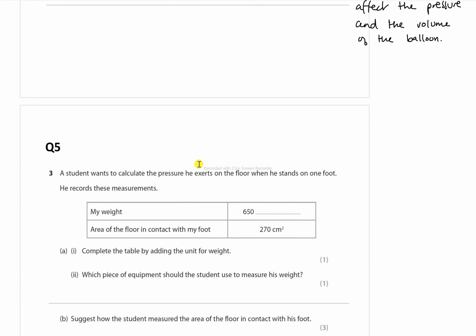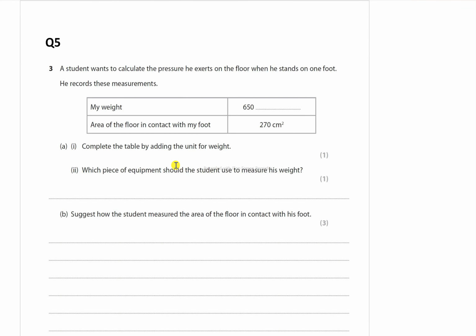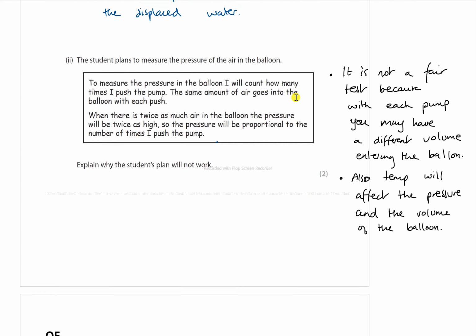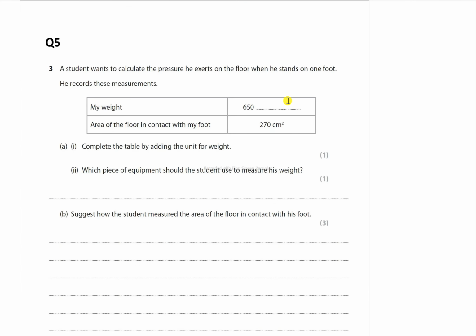Right, okay. Is this the last question? Right, okay, let's get this last question. Right, the student wants to calculate the pressure. Yeah, I won't worry about that.